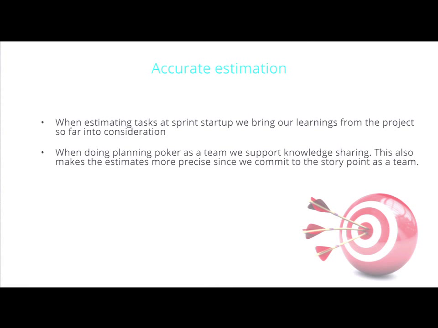Also, one of our big challenges was the estimation, and that has improved a lot in accuracy. When we're estimating our tasks at sprint startup, we bring in our learnings from earlier in the project, which again makes the estimates far more accurate. Also, when we're doing the planning poker as a team, instead of just one person estimating, then we both support knowledge sharing, but also we get the team to commit to the story points. Again, that's a good thing. That results in more precise estimates.